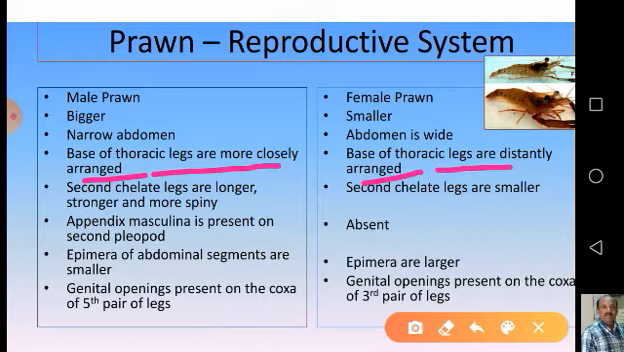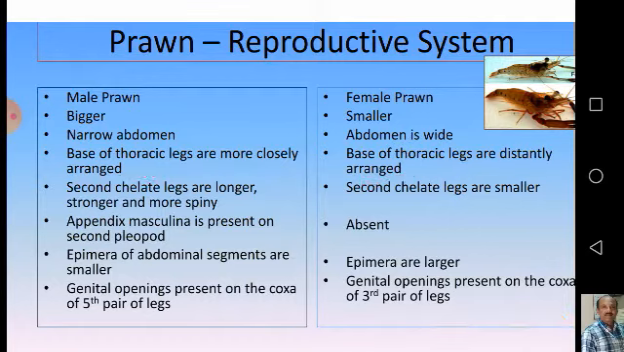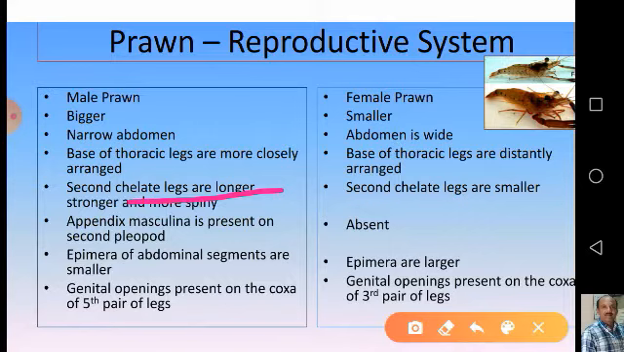Now even then, if you are not able to differentiate after the three characteristic features, let us try the fourth characteristic feature. What is the fourth characteristic feature? It is the second chelate legs. Second chelate legs are longer, stronger and more spiny in males than that of the female. Second chelate legs are smaller in female, longer and even stronger in male, and have more spines and setae than in the female.